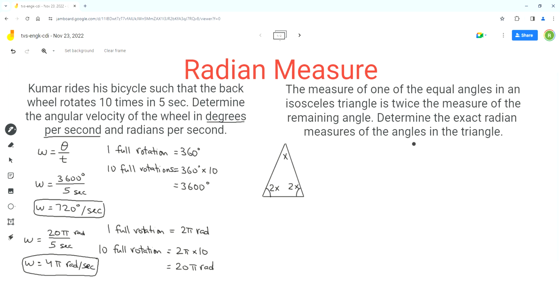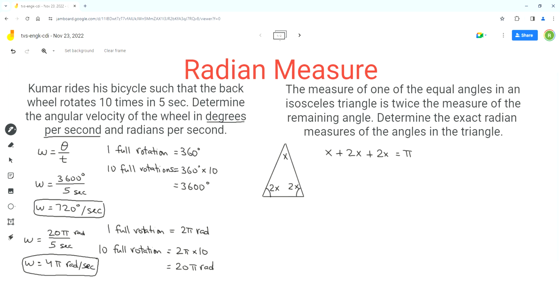So there is a very important concept we need to understand and memorize about this problem, about how to use a variable for one angle and then write the measurements of the other angles in terms of the same variable. Now we know that the sum of all internal angles in a triangle is equal to 180 degrees, but since we have to use the radian measure here, that is equivalent to pi radians. So our equation will be x plus 2x plus 2x is equal to pi. So this is the equation we have to solve to find the value of x.